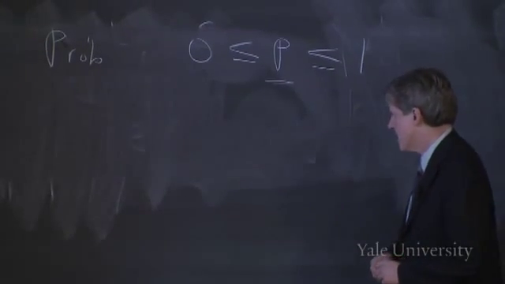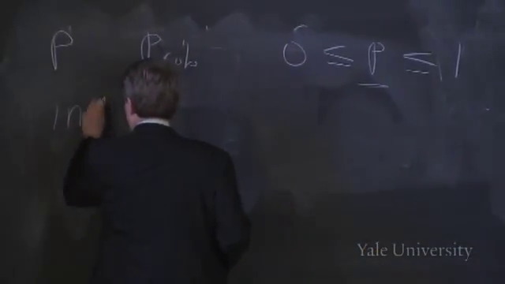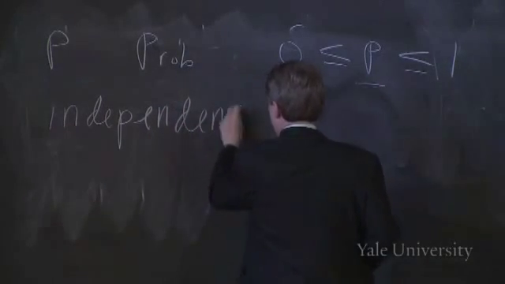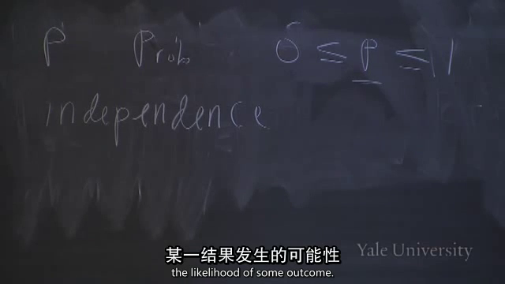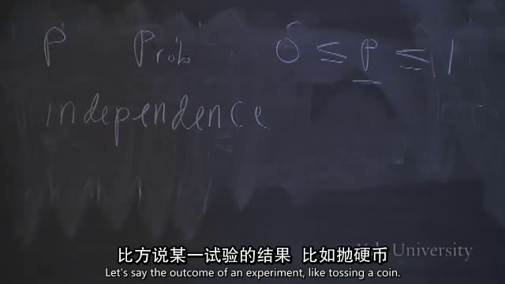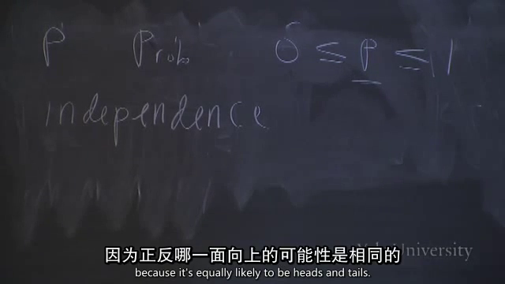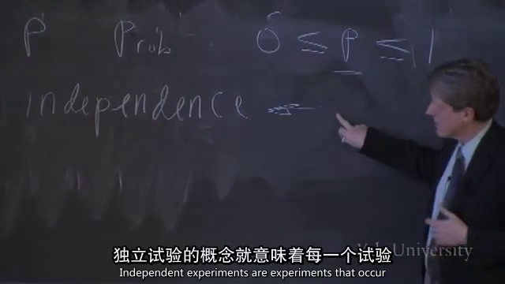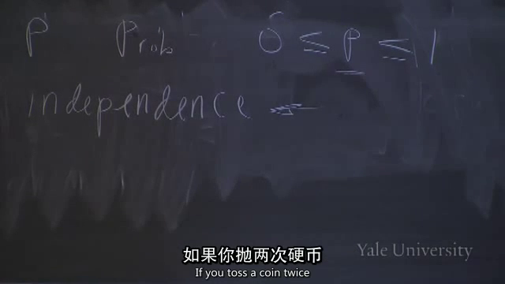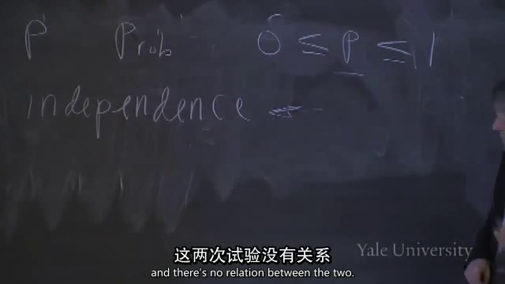That's the basic idea. Now, one of the first principles of probability is the idea of independence. Probability measures the likelihood of some outcome, let's say the outcome of an experiment, like tossing a coin. You might say the probability that you toss a coin and it comes up heads is a half, because heads and tails are equally likely. Independent experiments are experiments that occur without relation to each other. So if you toss a coin twice and the first experiment doesn't influence the second, we say they're independent, and there's no relation between the two.